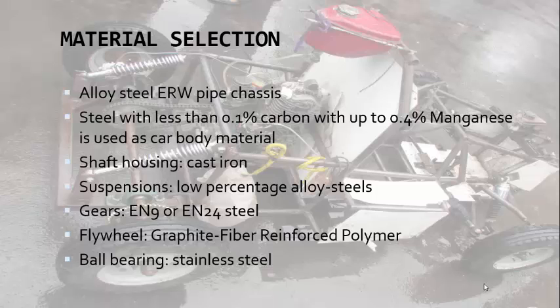Other than that, the cylinder bore is made of aluminium. That's because aluminium is really light, and the pistons in the cylinders are made of aluminium alloy. The carburetor is made of zinc, cast iron, and aluminium. That's about it.